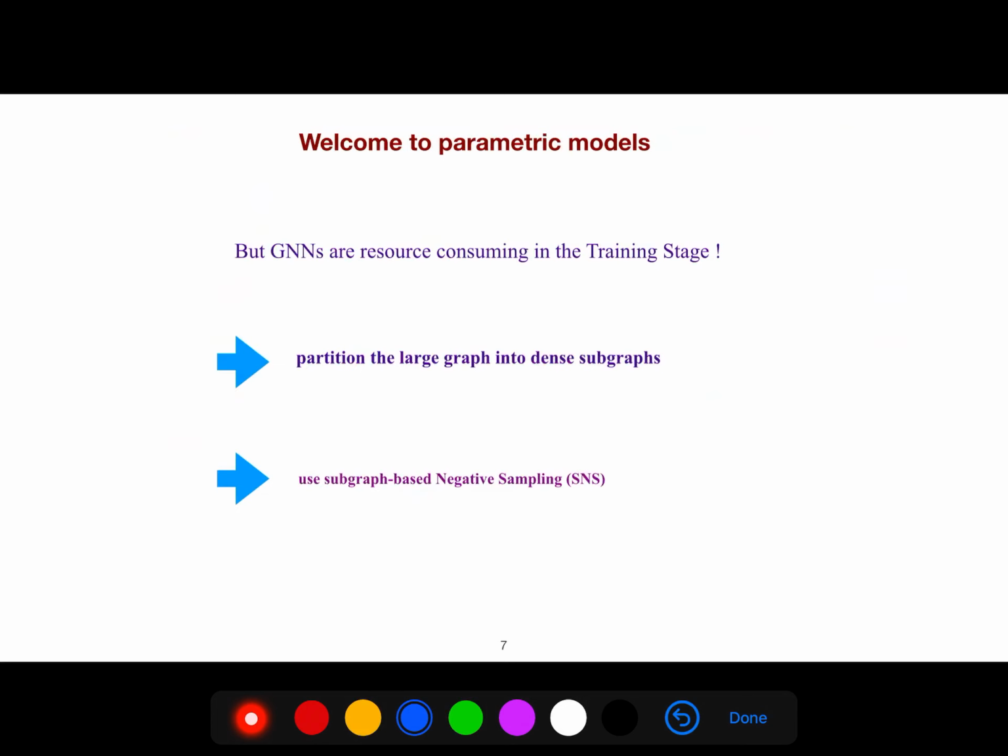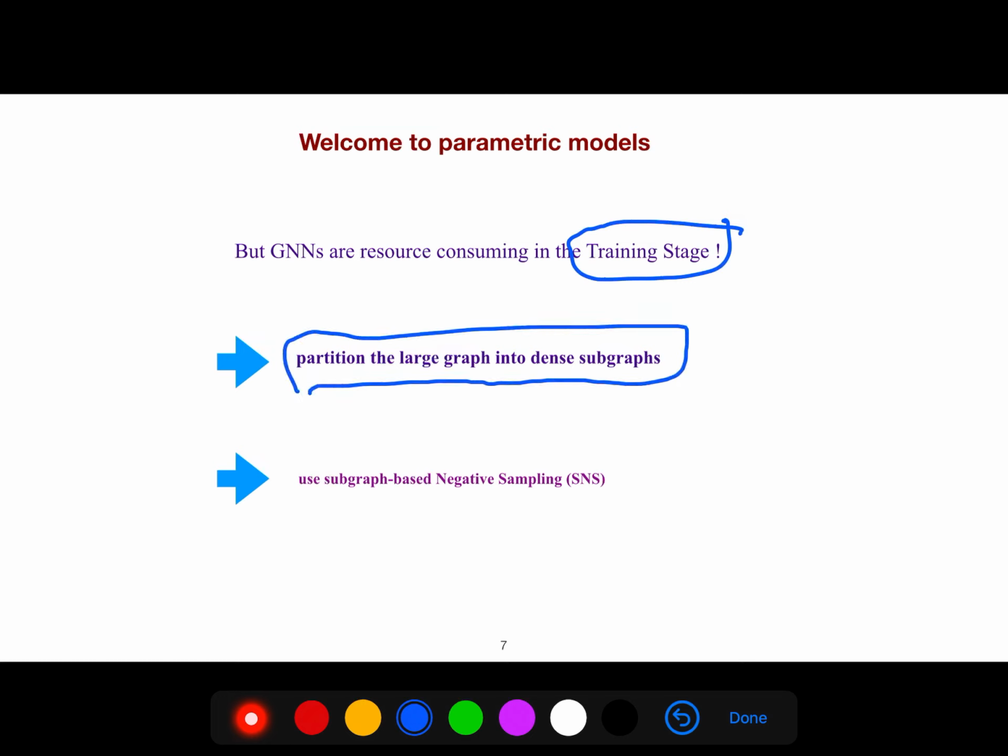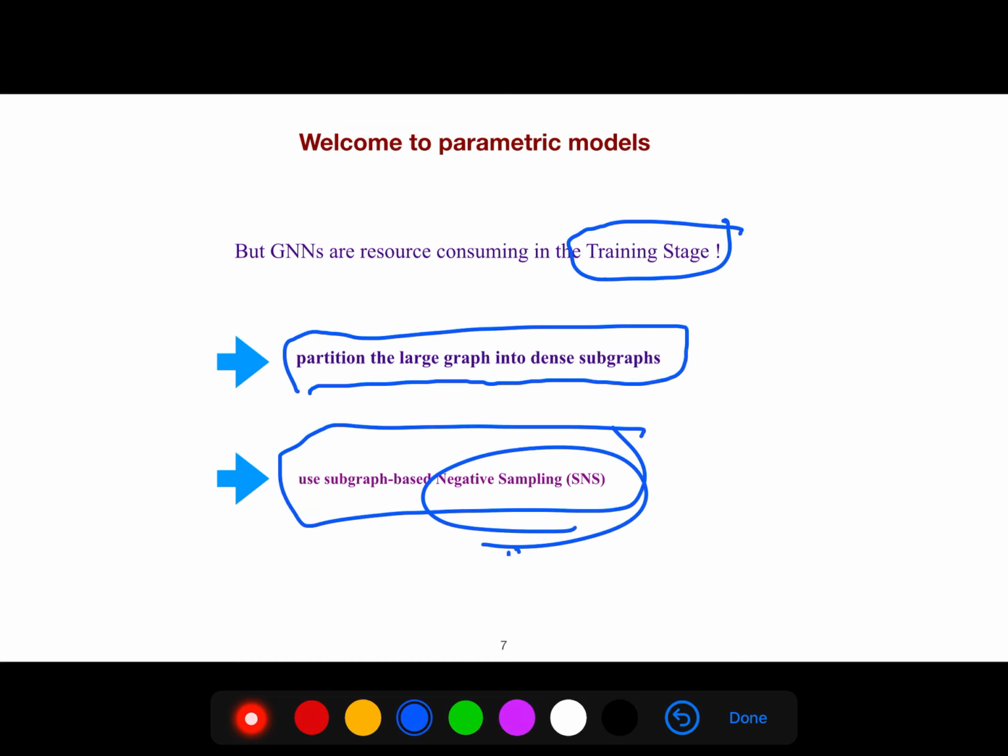But the GNNs are resource consuming in the training stage, of course. In the training stage, they take lots of time, but in the inference, or in the visualization of unseen data, it is very quick in contrast to older methods. So we partition the large graph into dense subgraphs, and then we use subgraph-based negative sampling. I've explained what negative sampling is in my playlist for natural language processing.